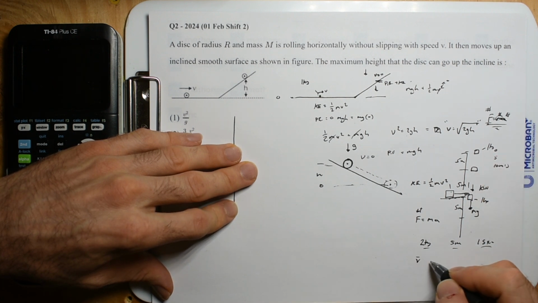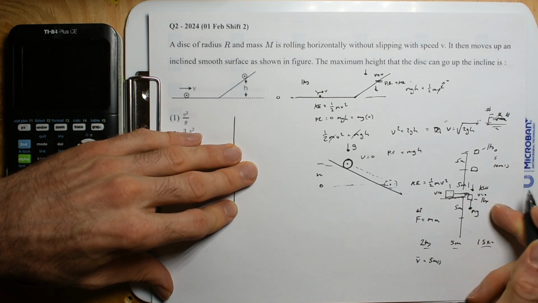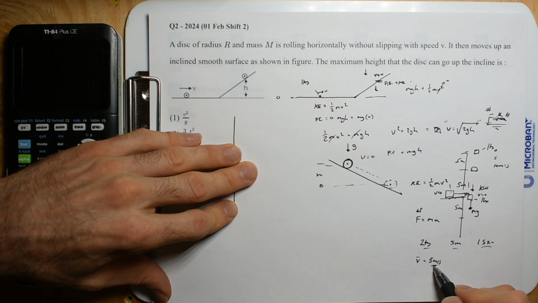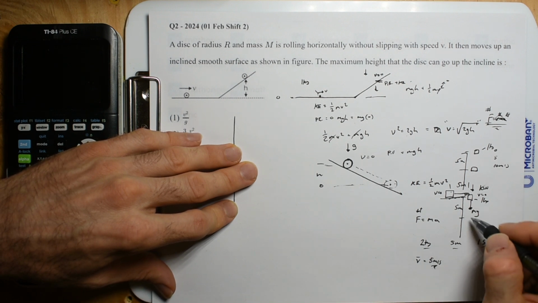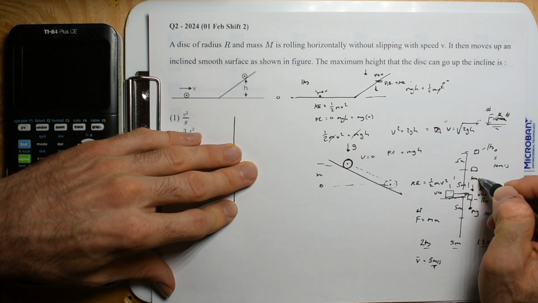That means they must have both had an average velocity of 5 meters per second, but they both have 0 velocity right at the beginning. So the only way to get an average velocity of 5 meters per second after a second is to have the velocity at 1 second be 10. So this has got to be 10 meters per second, and this has got to be 10 meters per second.